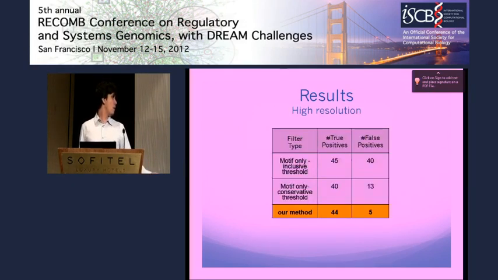The fact that our method is able to filter out false positives is shown in this table. If you use a motif discovery algorithm, depending on the threshold that you choose, you might include more false positives, getting more true positives, but at the same time, you would increase false positives. But if you use a more conservative threshold, you miss some of the true positives. In our method, we are able to increase the number of true positives. At the same time, we filter out false positives.